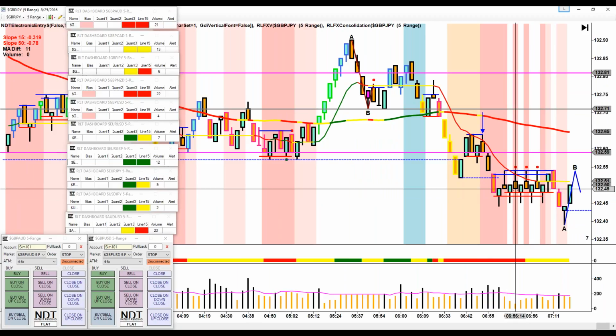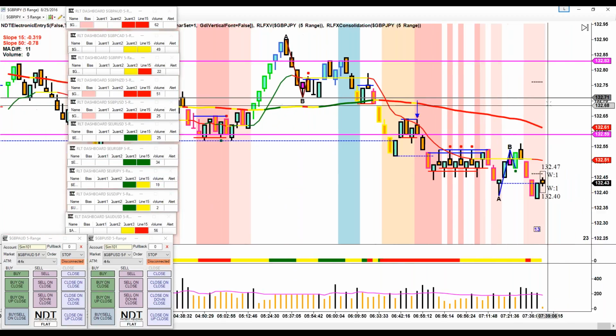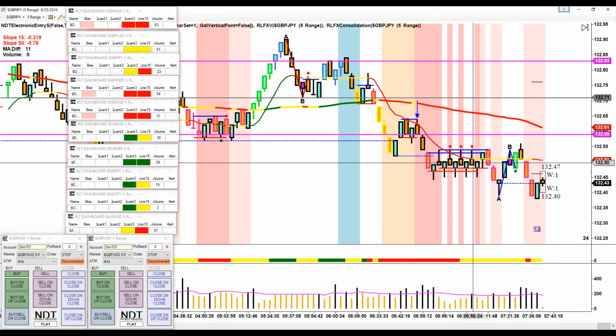And that's an oversold signal. All of them. Just like we couldn't take the other one, the winner, we escaped these losers because the MA diff is too big.